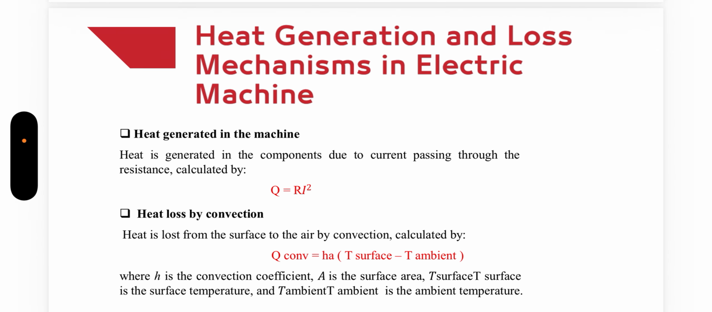Heat generation and loss mechanism in electrical machine. Heat generated in the machine: heat is generated in the component due to current passing through the resistance, calculated by this equation. Heat loss by convection: heat is lost from the surface to the air by convection, calculated by this equation.